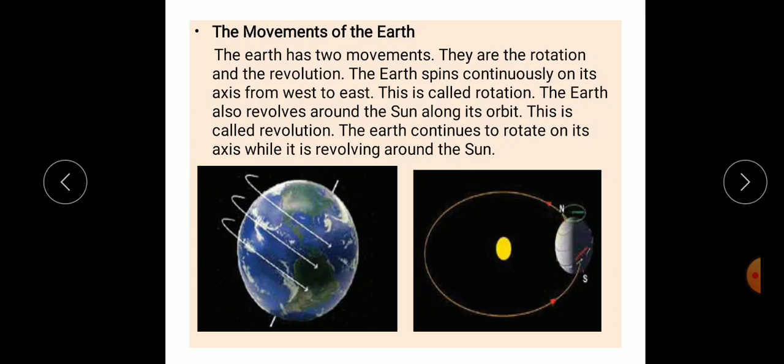Next, the movements of the Earth. The Earth has two movements. They are rotation and revolution. The Earth spins continuously on its own axis from west to east. This is called rotation. The Earth also revolves around the Sun along its orbit. This is called revolution. The Earth continues to rotate on its own axis while it is revolving around the Sun. So the Earth has two movements: one is rotation and the other is revolution.